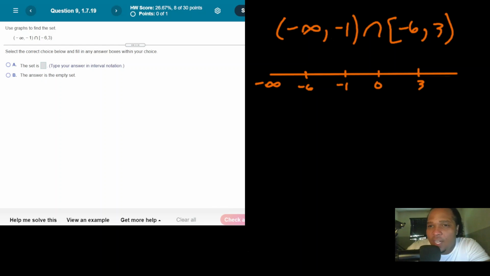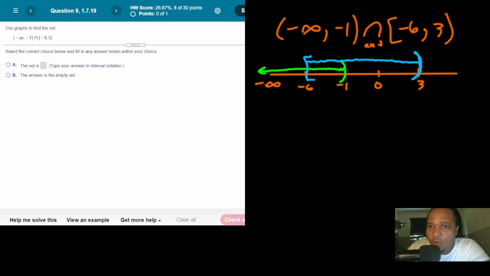So -infinity to -1. So we have a parentheses around -1. And we're going to shade all the way to -infinity, going in that direction. Over here, let's go ahead and do -6 to 3. So we have -6 here with a bracket. And we're going to keep shading in that direction until we reach +3 with the parentheses.